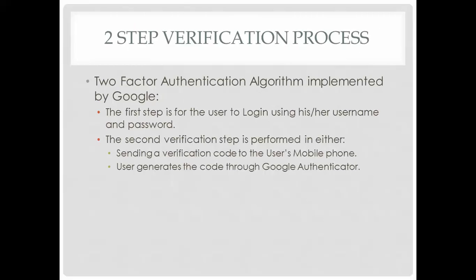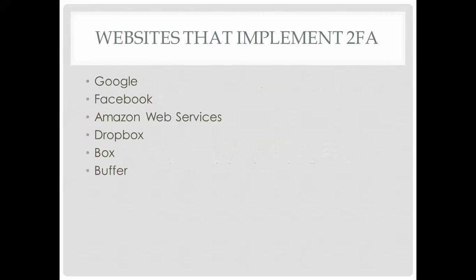Now, Google provides a two-step verification process in which the user enters his or her credentials, and then a verification code is sent to the user's mobile phone for the user to enter with the credentials as a secondary authentication. Also, the user could generate the verification code through Google Authenticator. These websites implement 2FA.